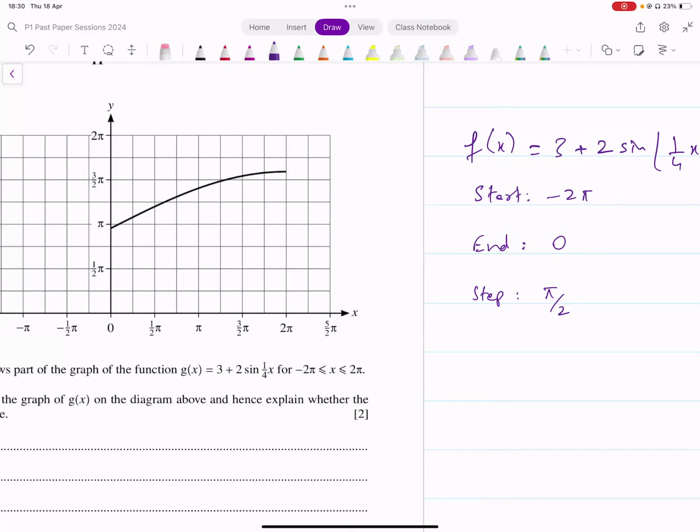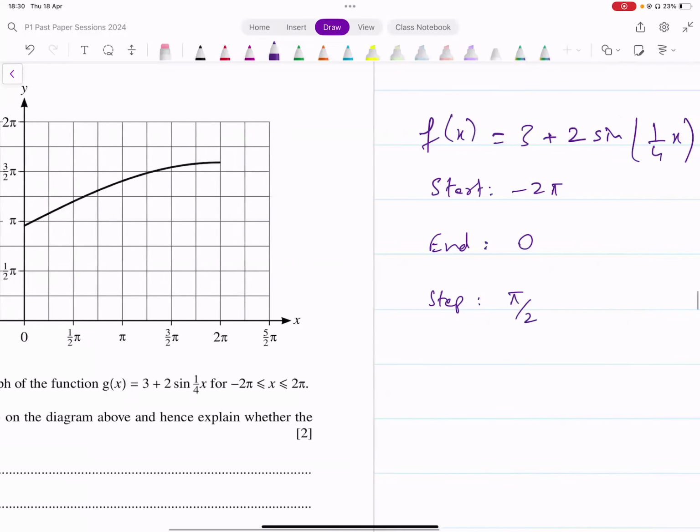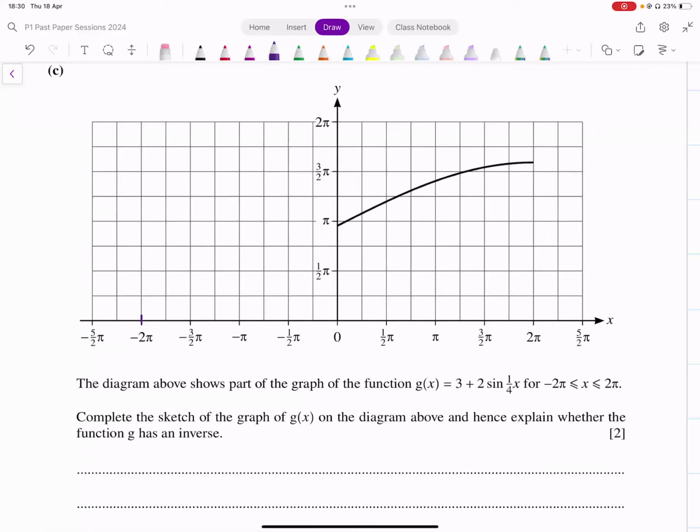0, pi over 2. And you would get a table. You can just plot those values and sketch the graph like that. So at minus pi over 2, so it's starting from minus 2 pi, sorry. So it starts from here. You're going to have points here, here, here, and here.